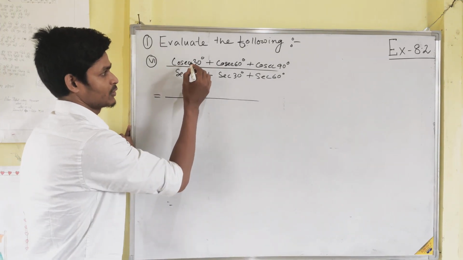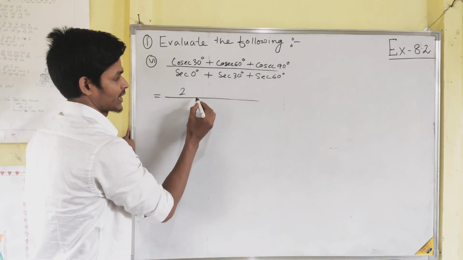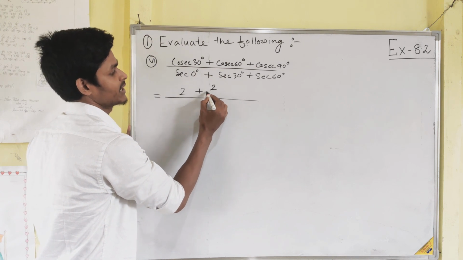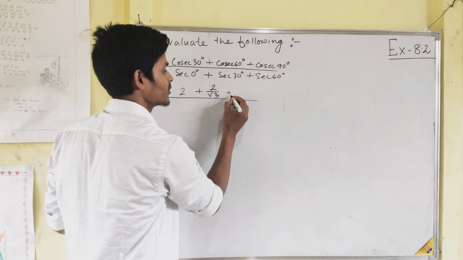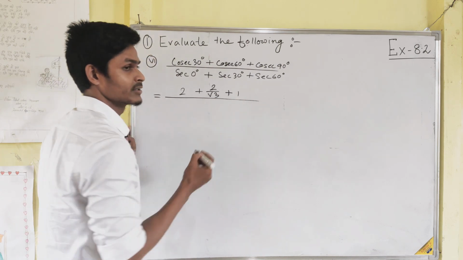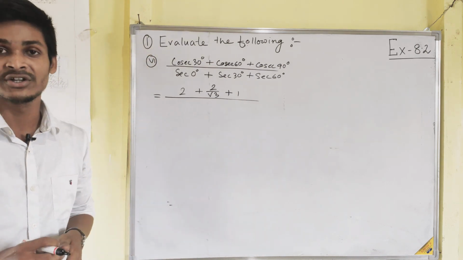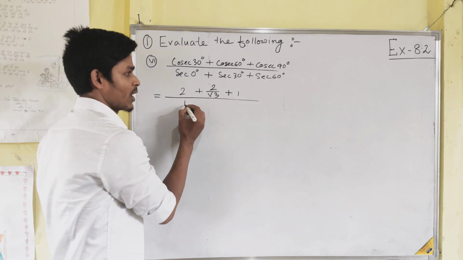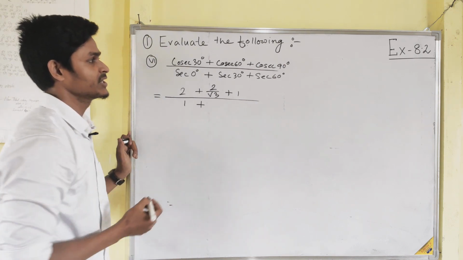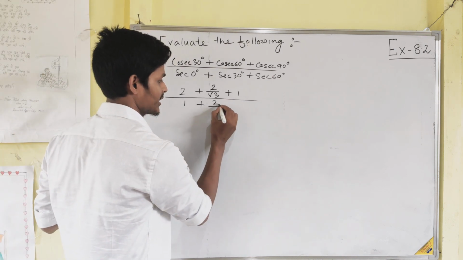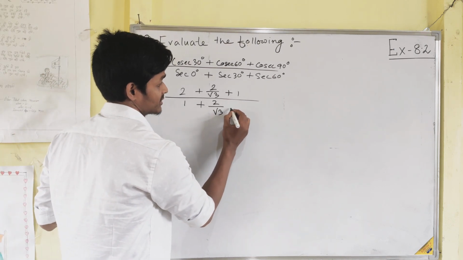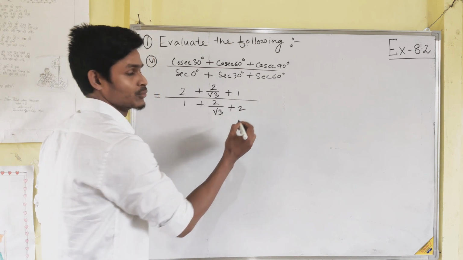Number 6. Cosec 30 degree, the value of cosec 30 degree is 2 and cosec 60 degree is 2 by root 3 and cosec 90 degree is 1. Okay. Now sec 0 degree, sec 0 degree is 1 plus sec 30 degree is 2 by root 3. So 2 by root 3 and sec 60 degree is 2.